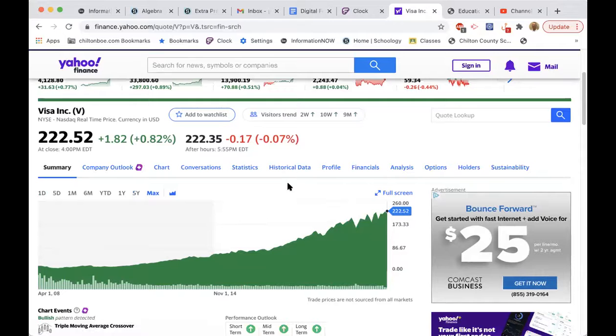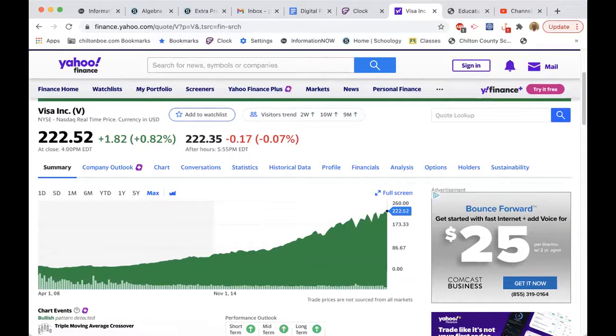Slope is used in a lot of other things. I just use stocks just for an instance, but slope and correlation and different things like that are really used in a lot of different things in everyday life.